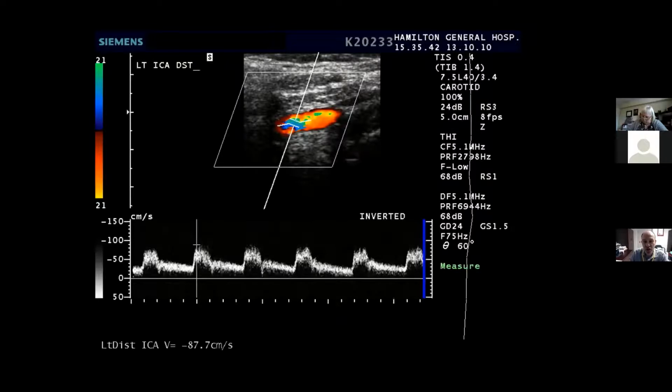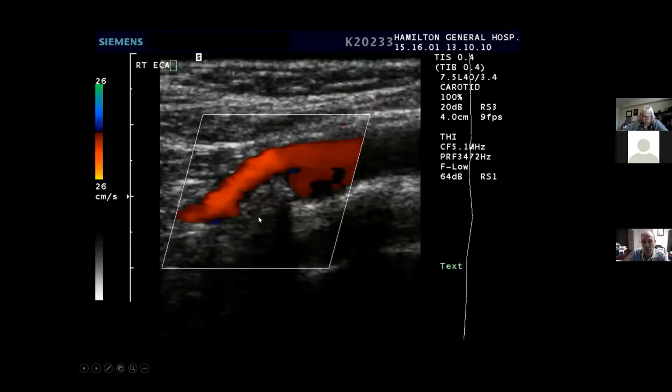A lot of people poo-poo carotid ultrasound, but look what you can see. You would never see this on a CT angiogram. I'm not dissing CT angiograms, but it's complementary information. One's not better than the other. Here we can see really clearly the plaque, and it's ruptured. There's a piece missing. So here is the wall of the vessel.